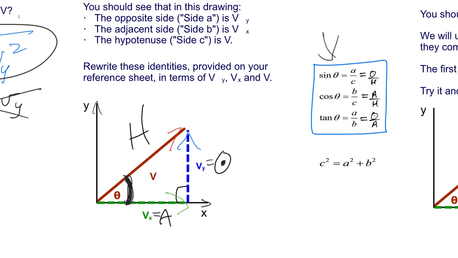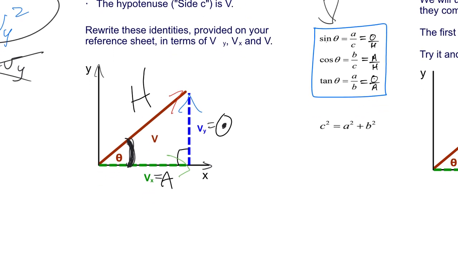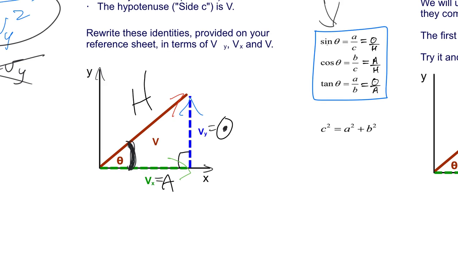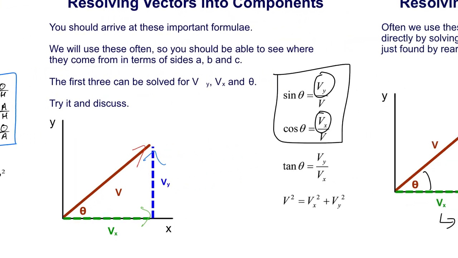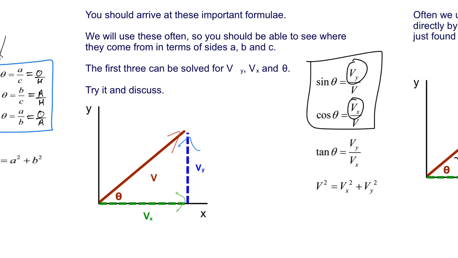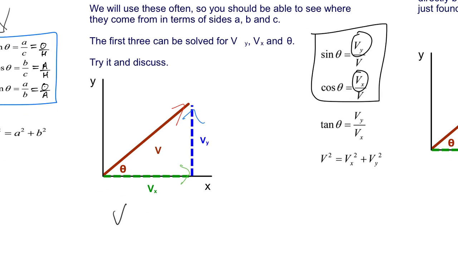We can solve for each of these given the resultant vector. So Vx would equal the adjacent side, so that would be cosine of theta times V, or V cosine of theta. I would just memorize it.